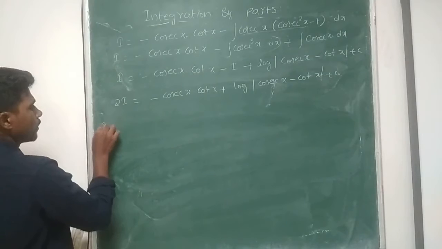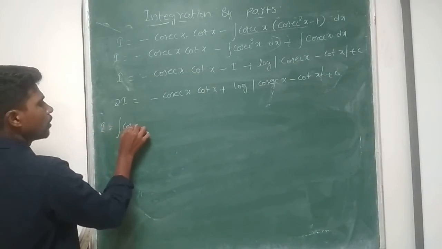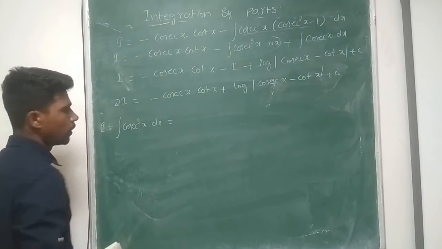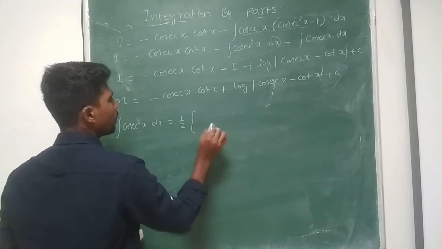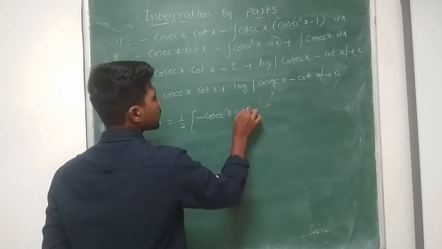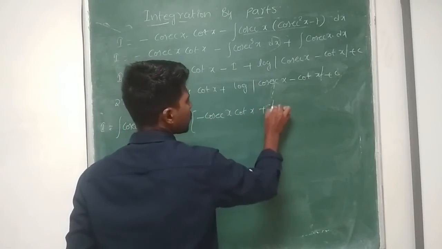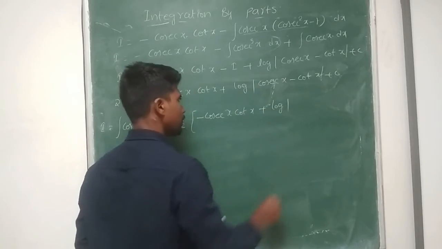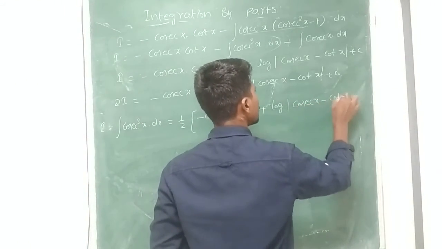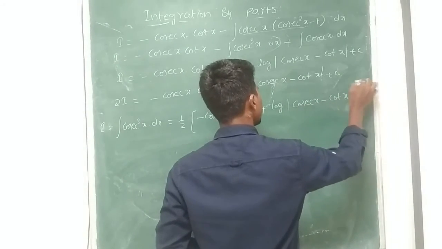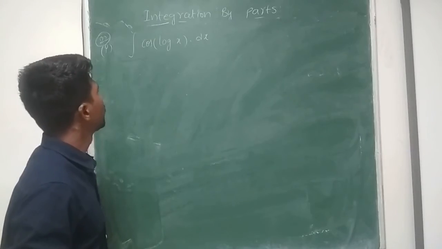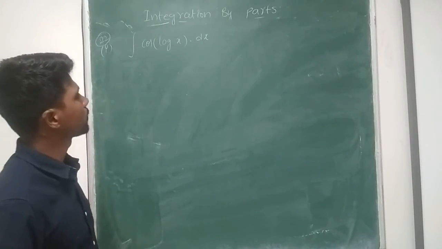So I, which is nothing but integral cosecant cube x dx, is equal to 1 by 2 of minus cosecant x into cot x plus log modulus of cosecant x minus cot x plus c. Sorry, integral cos of log x dx.